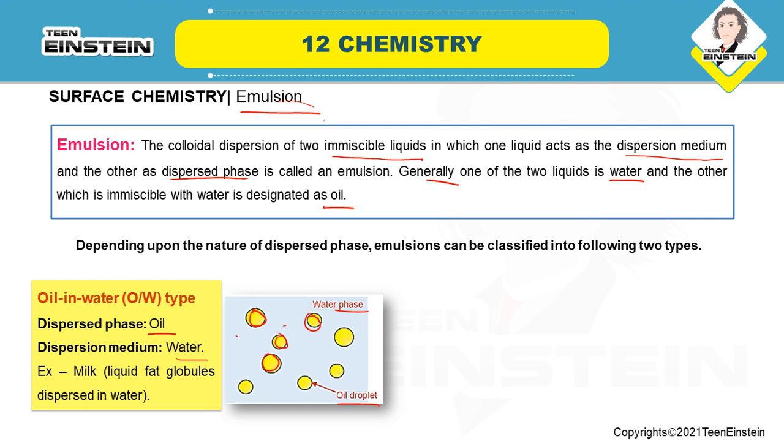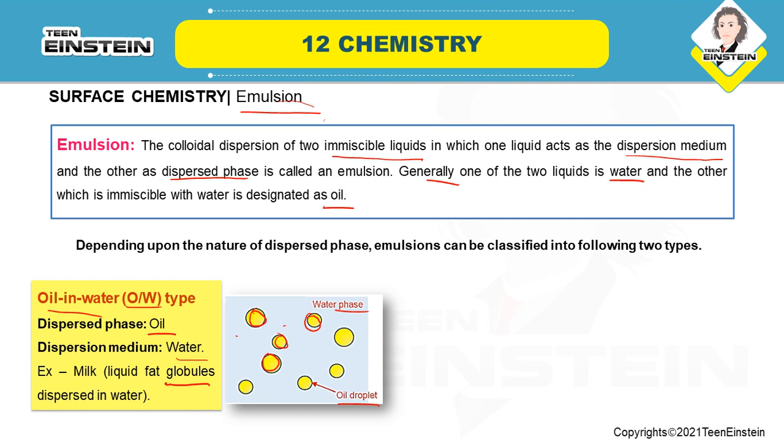Fine. An example is milk, where liquid fat globules, which is basically the oil, are dispersed in water. So water is present in higher amount because it is the dispersion medium, and the liquid fat globules act as the dispersed phase. And this type of emulsion is known as oil in water, because oil is present in lesser amount. It is also expressed as O/W.